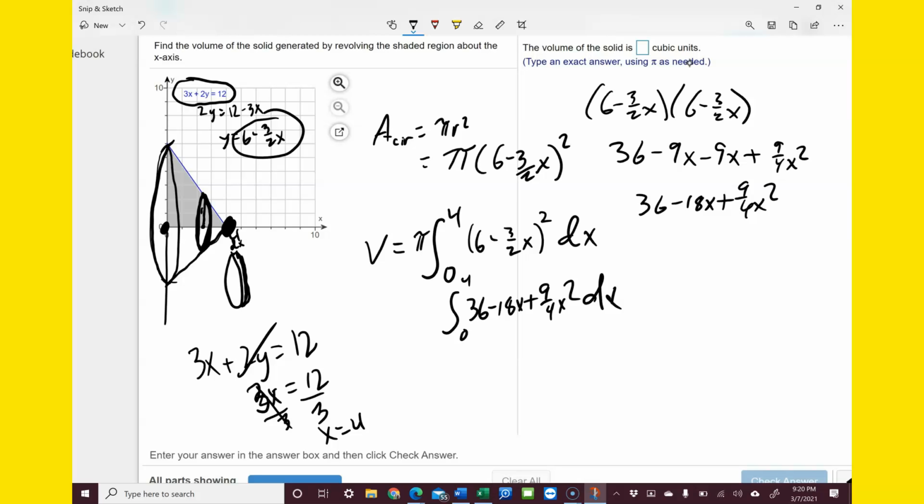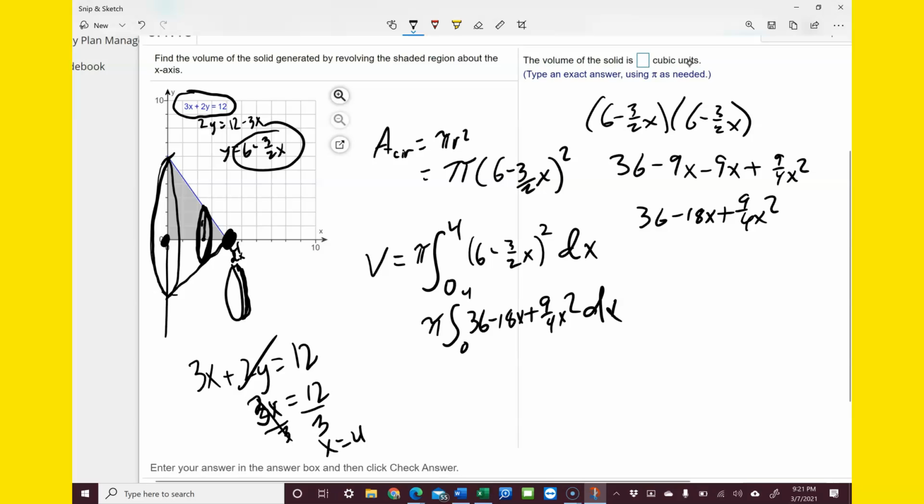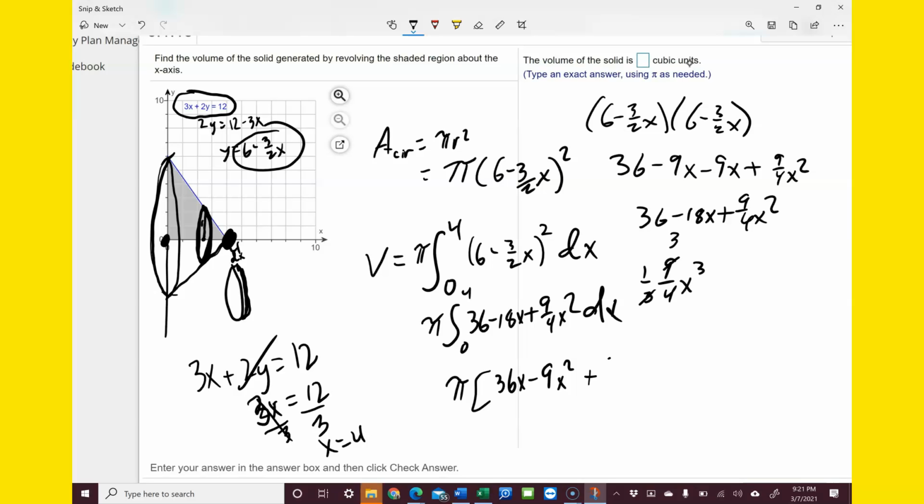So 4 with pi. So that's going to be 36x minus 18x squared over 2. I'm just going to go ahead and write that as 9x squared plus 9/4 x cubed over 3. I might have to figure that out. 9/4 x cubed over 3. So that's times a third. So that cancels that, and that becomes 3. So 3/4. So plus 3/4 x cubed, from 0 to 4.